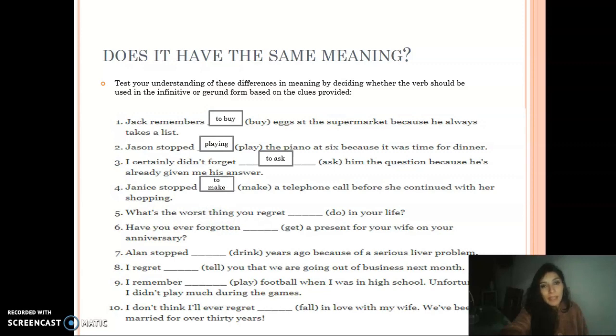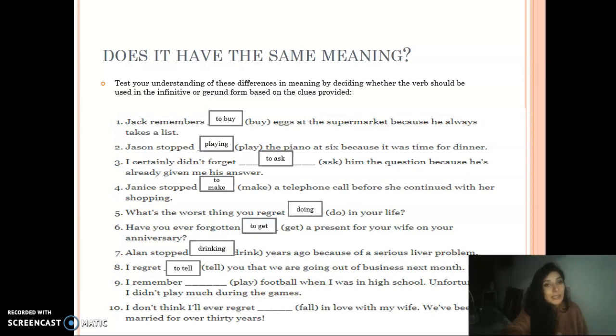Janice stopped to make a telephone call before she continued with her shopping. Then we have, what's the worst thing you regret doing in your life? Have you forgotten to get a present for your wife on your anniversary? Oh my God. Alan stopped drinking years ago because of a serious liver problem.